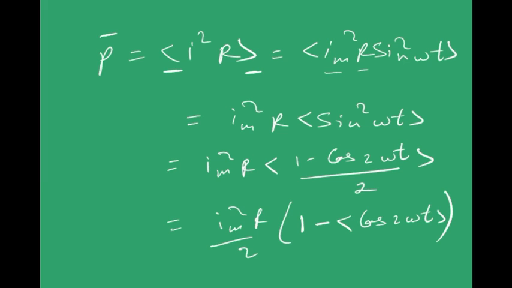Everything is fine. So what is the average of cos 2 omega t? Even this varies from -1 to 1. So the net average will be 0. And finally I'll be left only with Im square R by 2. This is the average power. So average power is Im square R by 2, where Im is the maximum value that current can have, that is the current amplitude.